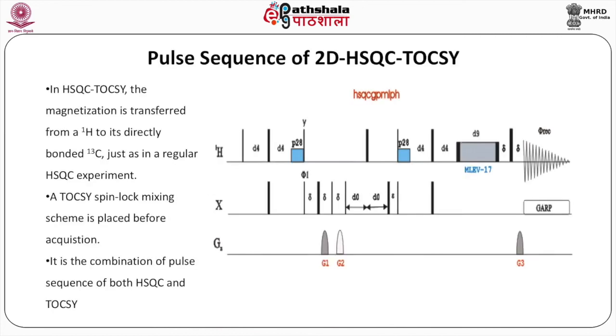You see the pulse sequence of 2D HSQC TOCSY. In HSQC TOCSY, the magnetization is transferred from the proton to its directly bonded carbon, just as in a regular HSQC experiment. A TOCSY spin-lock mixing scheme is placed before acquisition. It is the combination of the pulse sequences of both HSQC and TOCSY.